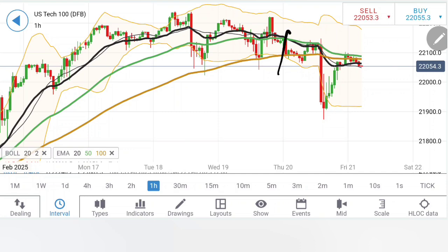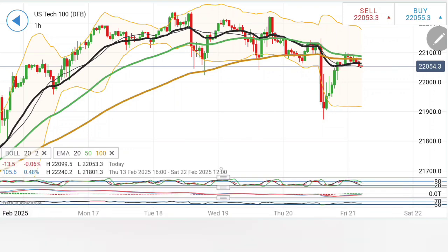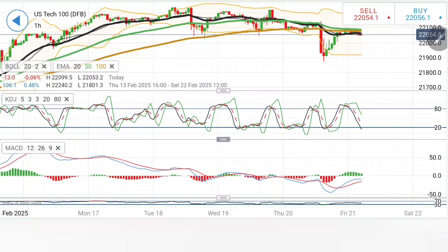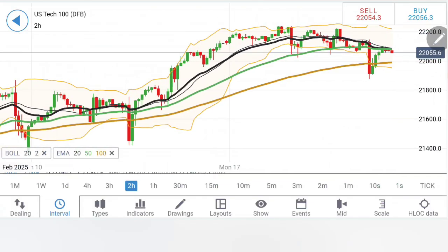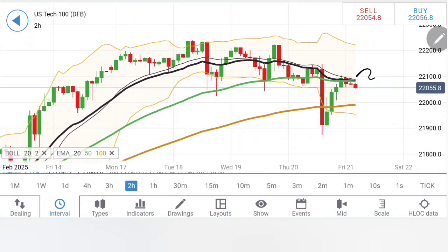Moving averages have crossed over after a long time. These are trading with divergence. Stochastic has come to the bottom while the MACD is in green and the RSI is running flat. On the 2-hour charts, the 20-50 period moving average is offering very good resistance.